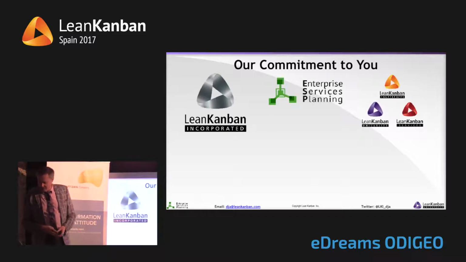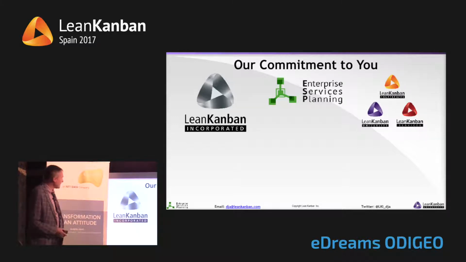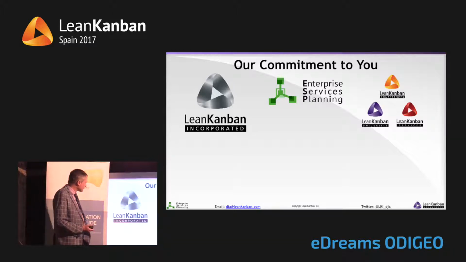How about our commitment to you? It is Lean Kanban. The Lean Kanban brand, you see, we use it in different colors for different things. The purple is our education brand. The orange one is our conferences brand. The dark red ones are professional services, consulting brand. We have this thing called enterprise services planning. It's kind of big scale Kanban.